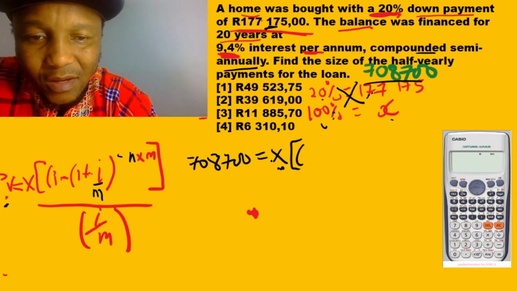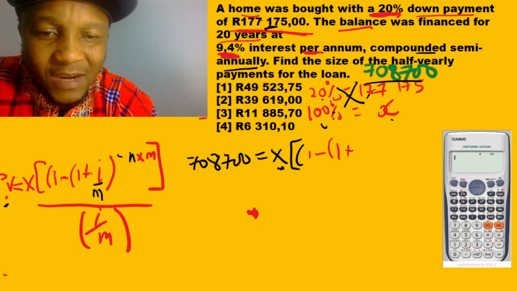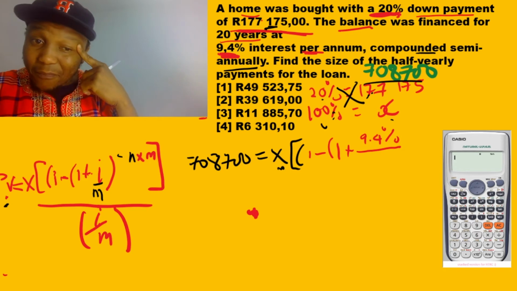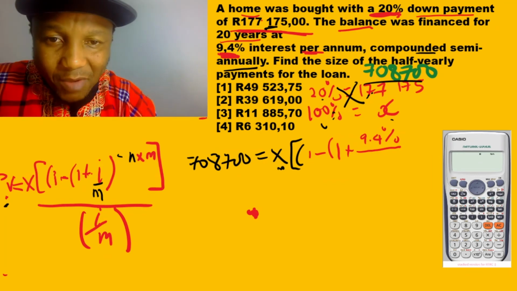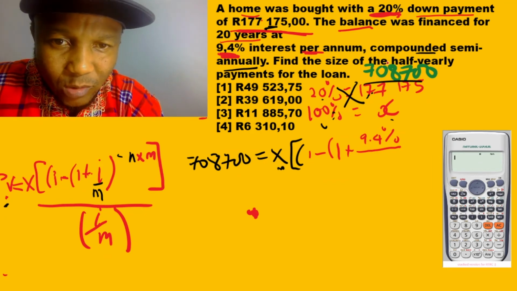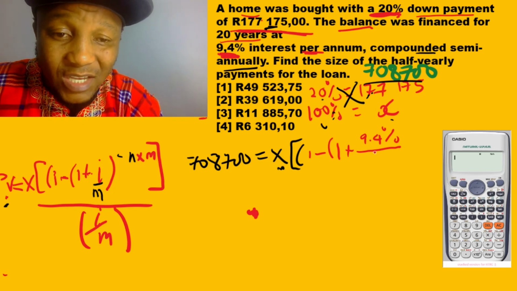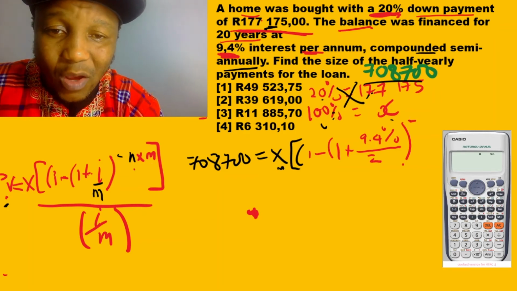And then we're going to come here. We say 1 minus 1 plus the interest rate. What is our interest rate? It is 9.4%, over what? Over M. What is our M? Our M equal to how it was compounded. For this case it was half annual, so it's 2. And they go minus N times M. What is the N? N equal to how many years? 20 times M. M equal 2. So 20 times 2.